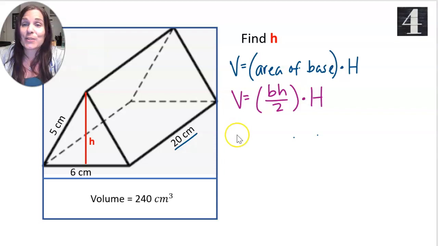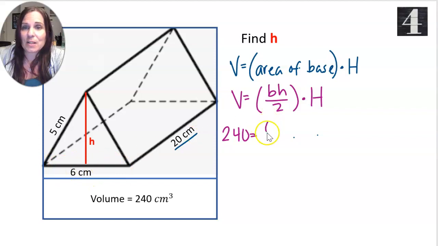Okay, so now we just start plugging in. I know what the volume is. The volume is 240, so this number is going to go right here. So I'm going to have 240 equals. The next variable that I come to is lowercase b. That means the base of my triangle. The base of my triangle is 6.